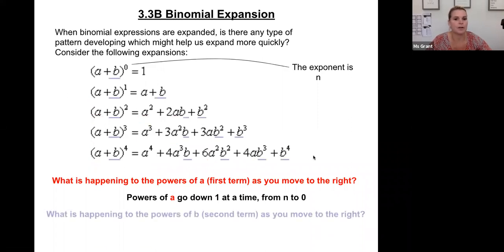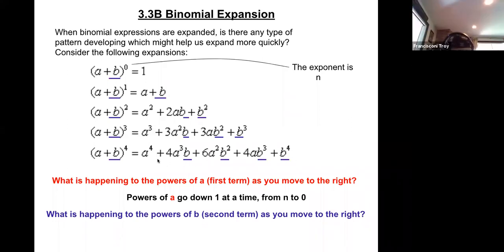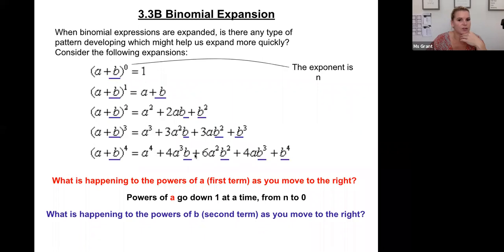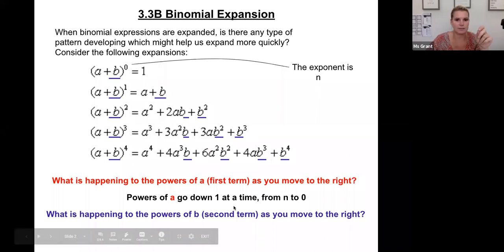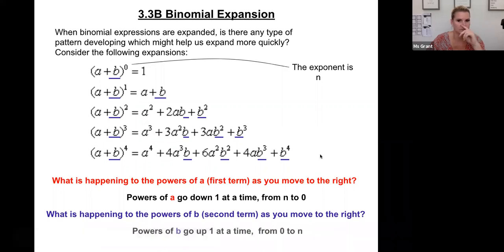Likewise, look at my blue underlinings. What is happening to the powers of b as I move to the right? Going up by 1. B to the nothing, b to the first, b squared, b third, b fourth. So my first number in parentheses, the exponents decrease. The second number in my parentheses, the exponent is going to increase, go up.